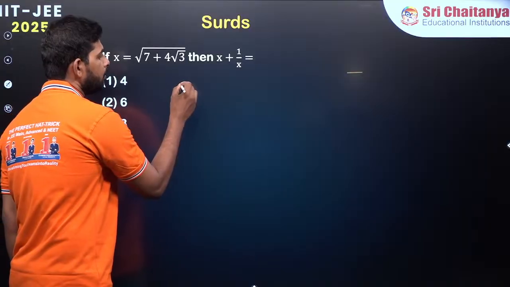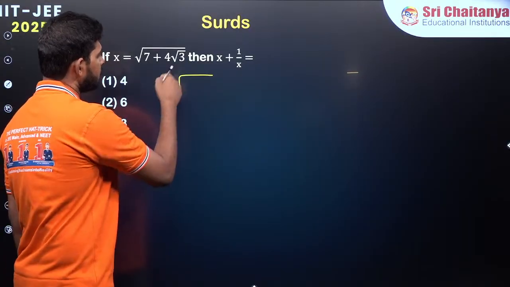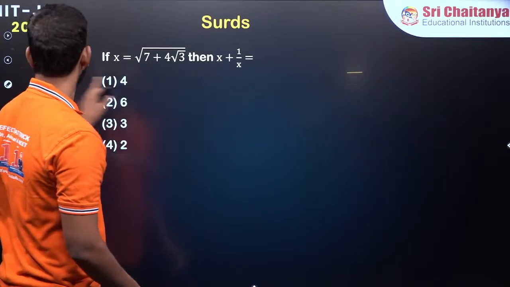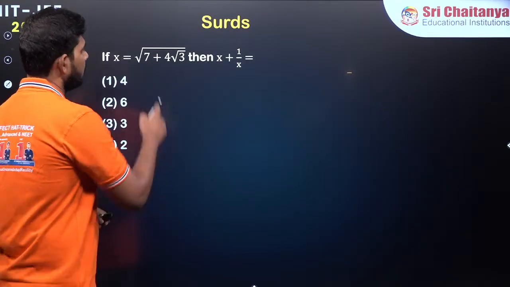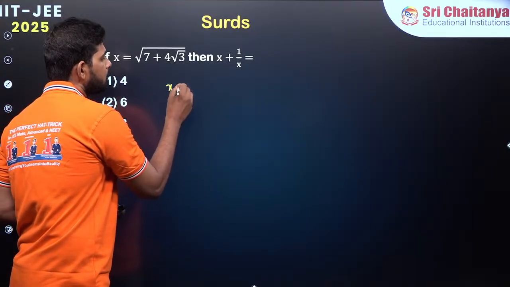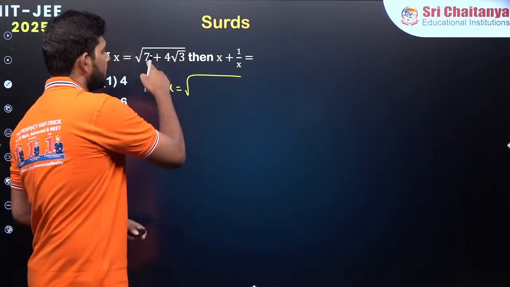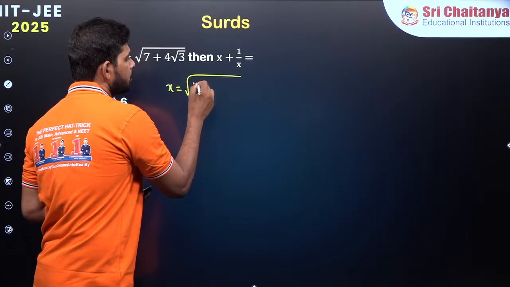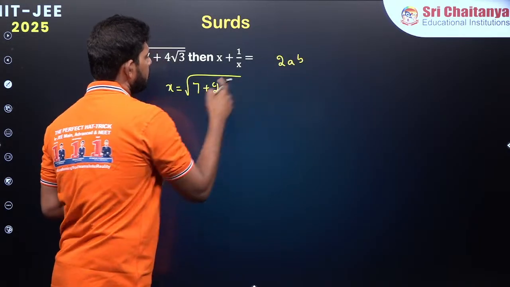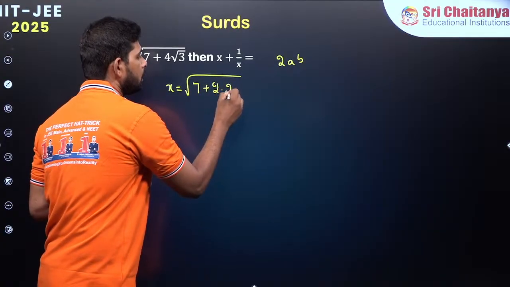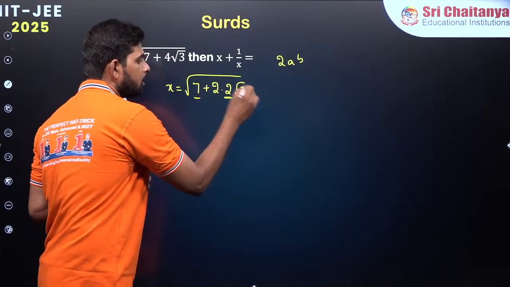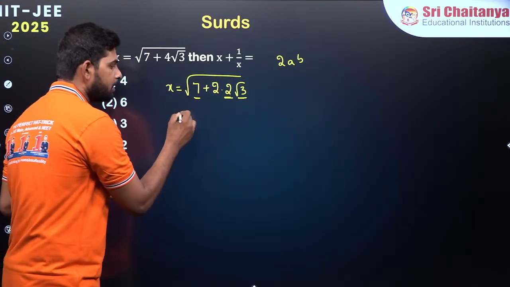X is equals to this. First we need to remove the square root. For that, what we are going to do? We are going to take the square root of this number, a perfect square we need to make. X is equals to, I can write square root of 7 plus, we need to get 2ab form first. So I am writing 2 into root 3. 2 square is 4, 4 plus 3 is going to be 7. That is exactly what is there here.